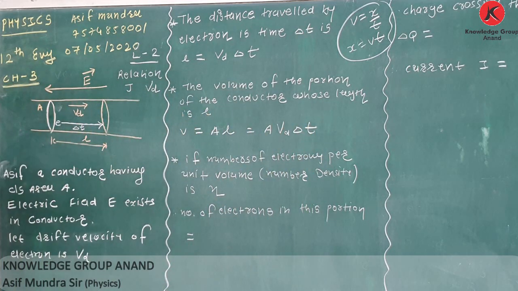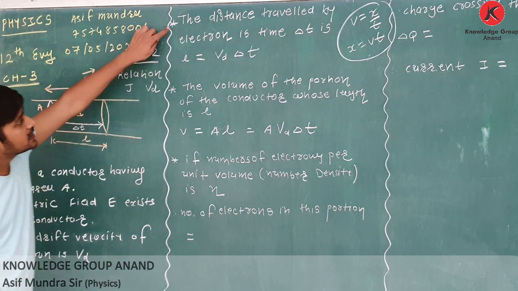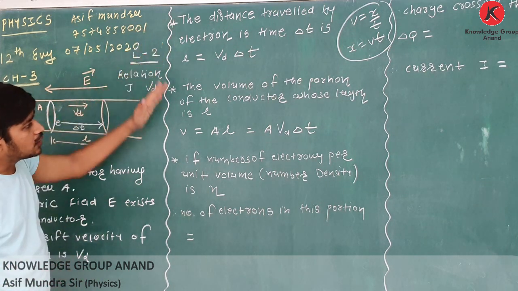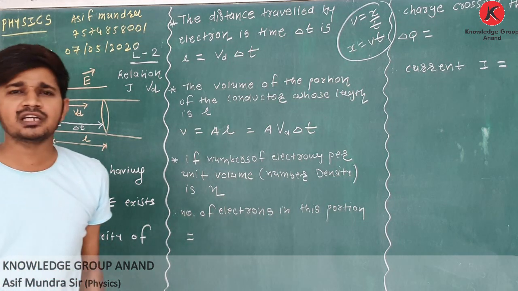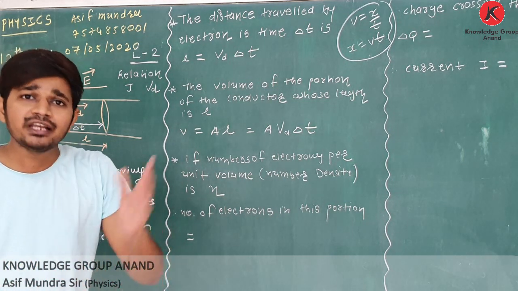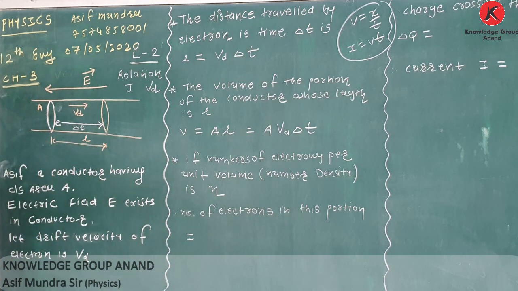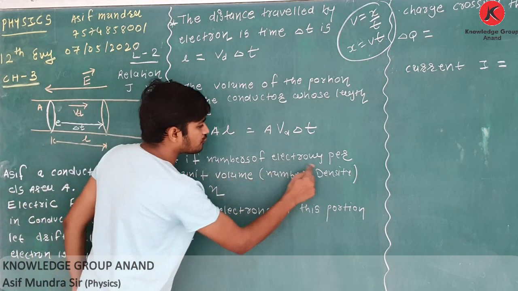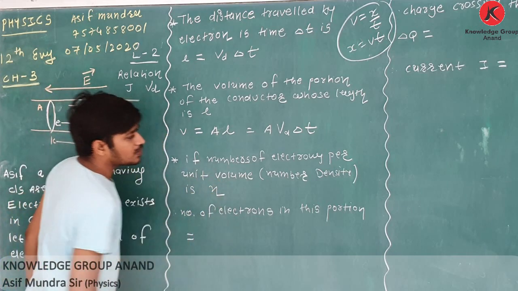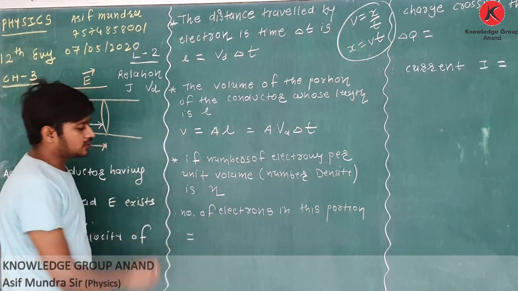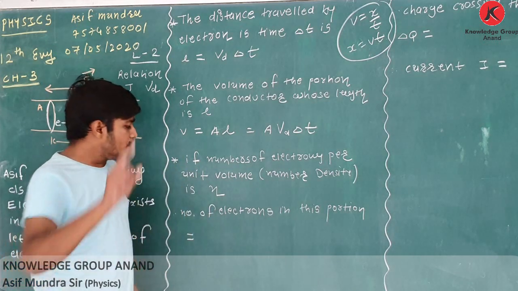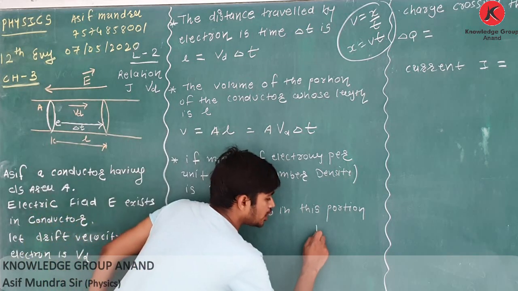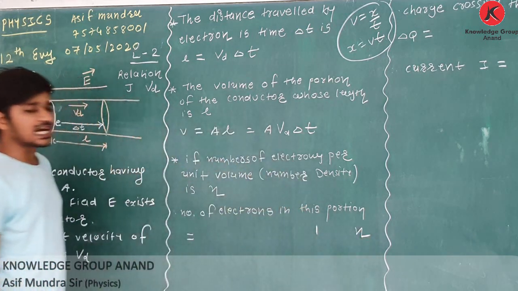Clear about this? Okay. Now the distance traveled by one electron, the volume of the portion of the conductor whose length is L. I have discussed about one electron. Now in conductor there are numbers of electrons. So I am assuming one quantity. Remember this thing. If numbers of electrons per unit volume, which is called number density, is n. What is n? Numbers of electron per unit volume. Means if volume is 1, numbers of electrons are n.